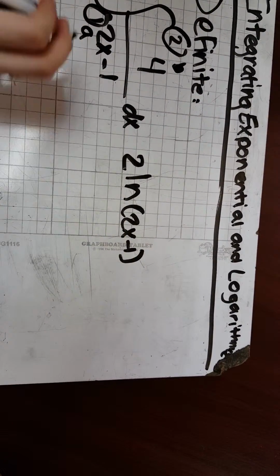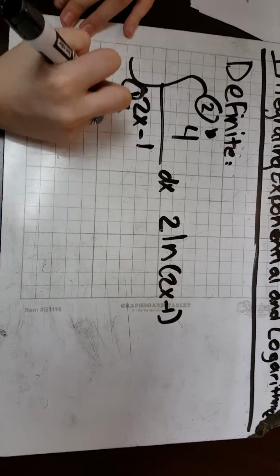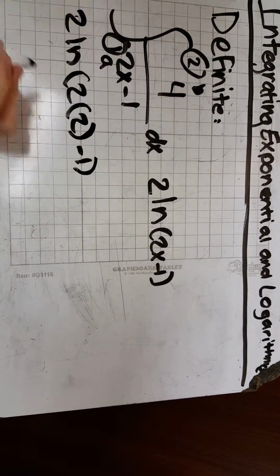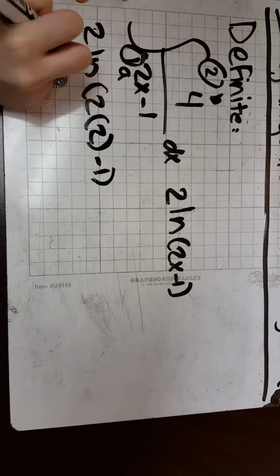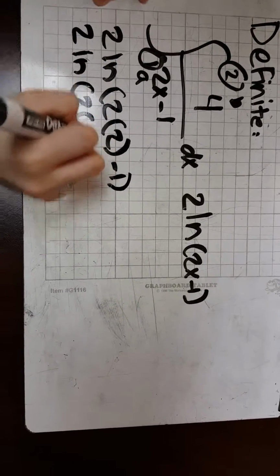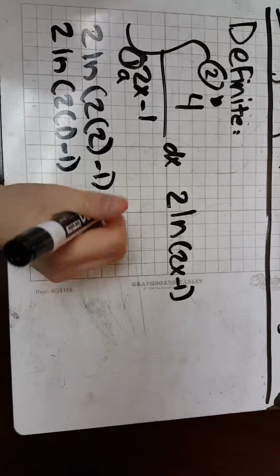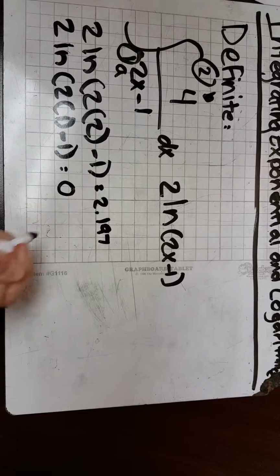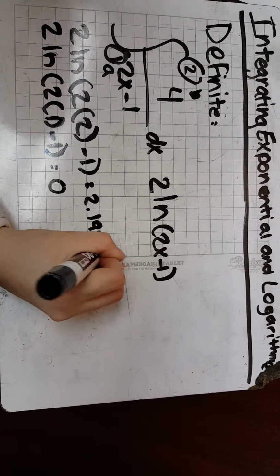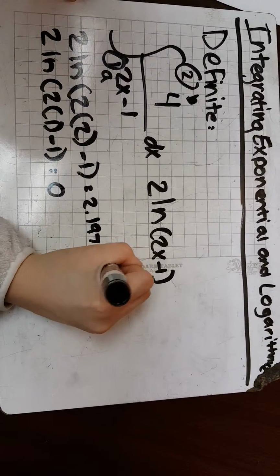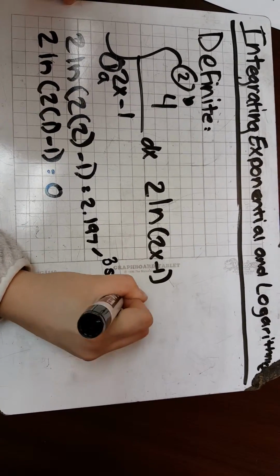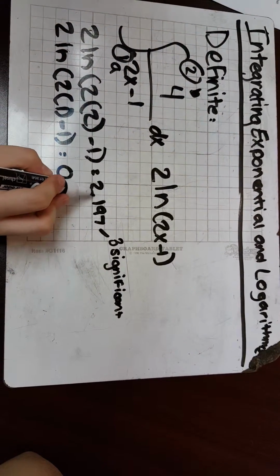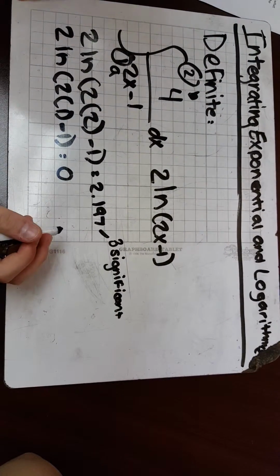So what do we do? Well, we put in 2 natural log 2, we plug it in, minus 1. That's the first one. And then we do it again with the other number given. So here we get 2.197, and this one we get 0. Most of the time, if you have some decimals, use 3 significant figures, which would be 1, 2, 3. I just used 4 for that example.